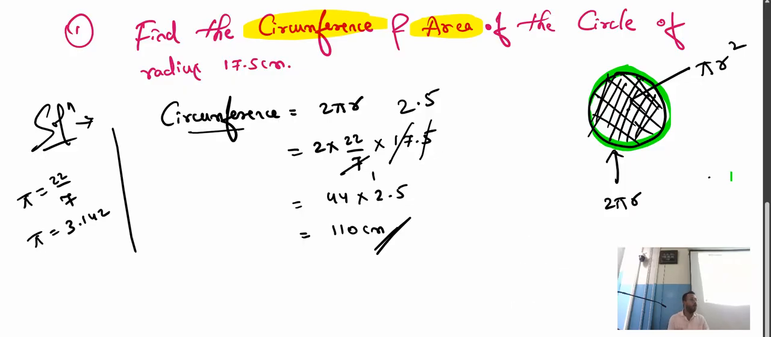Followed? So this is how we are going to find the circumference. Similarly, now they are asking us to find the area of the circle. To find the area of the circle, we have a formula called pi r square.